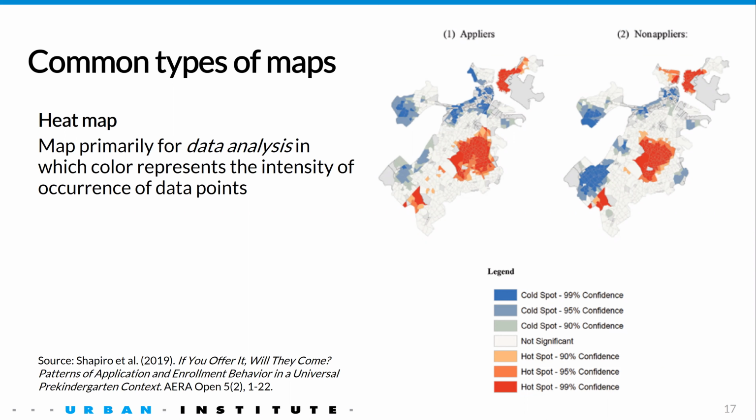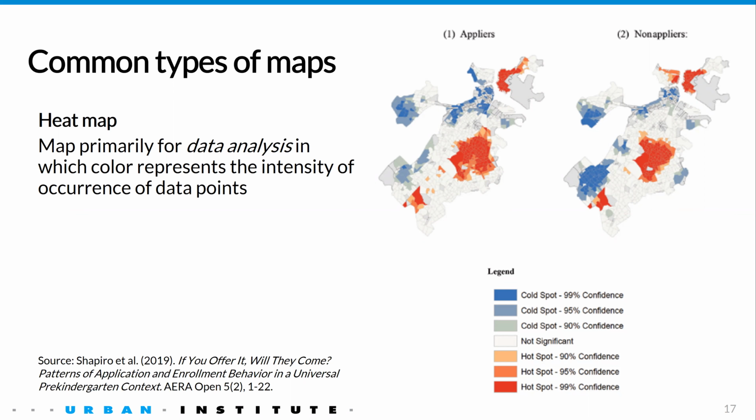These examples come from a study by Anna Shapiro, Eleanor Martin, Christina Weiland, and Rebecca Unterman published this year in AERA Open. The study is titled, If You Offer It, Will They Come? Patterns of Application and Enrollment Behavior in a Universal Pre-Kindergarten Context.